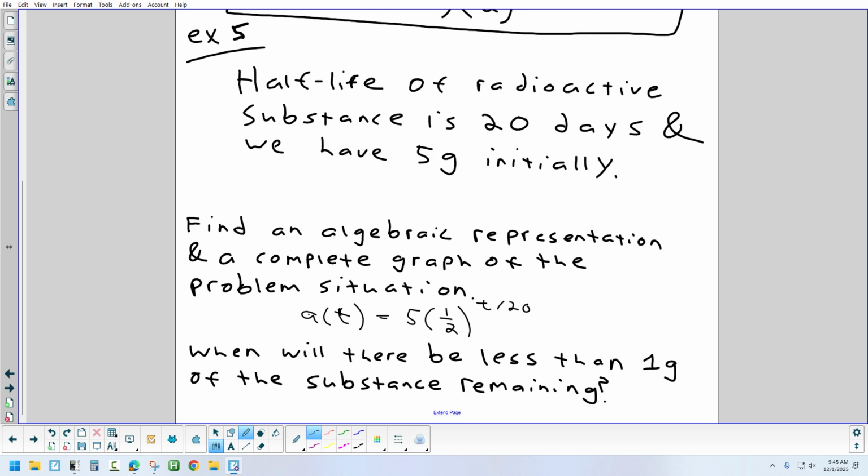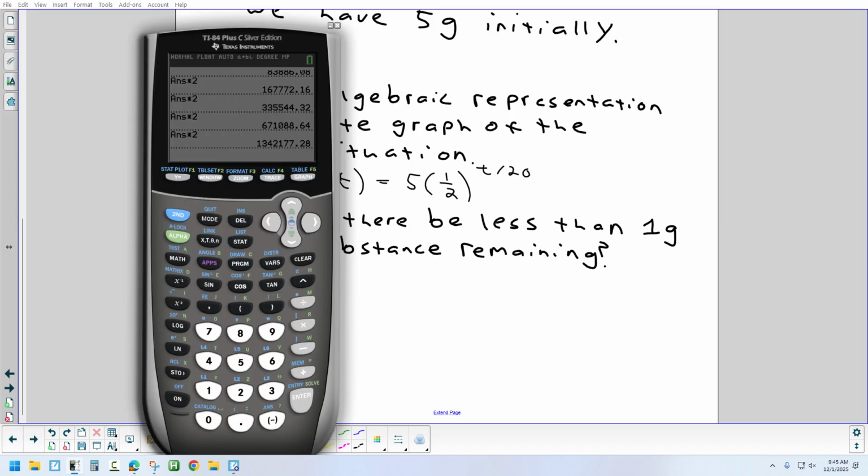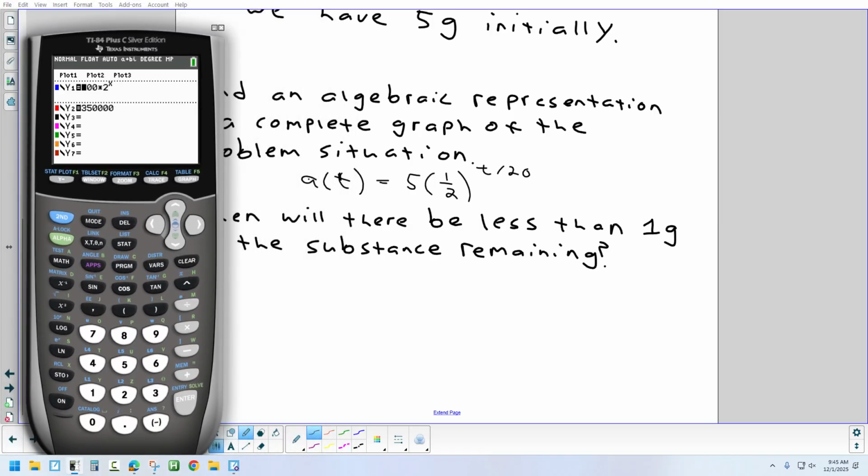All right, so let's graph that, and then we can finish up and answer the last question. So we've got 5 times, if you want to do the fraction, or if you don't want to do the fraction, the decimal is easier than typing, raised to the x over 20. And we're trying to figure out when we have less than how much? 1.